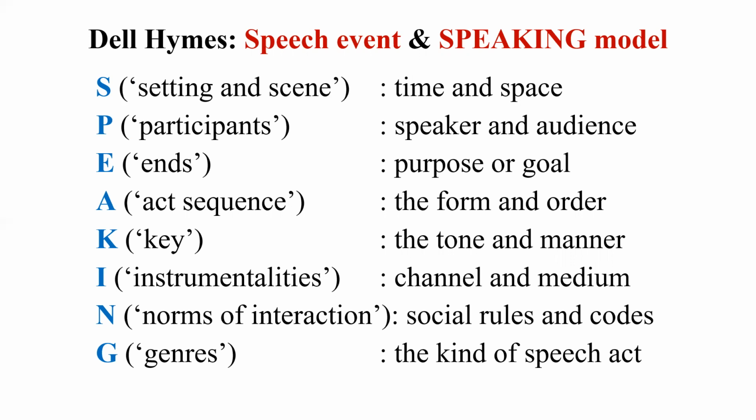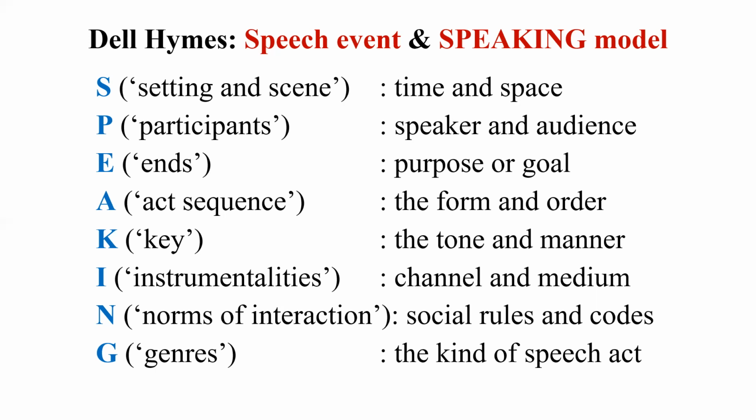Next, A for act sequence. The form and the order. If it's a sermon, it has its own beginning. The priest might begin a sermon with a story from the Bible, then a kind of a sermon, then it finishes or ends with a moral, right? Then K for key, the tone. The priest has to take a tone and the manner so that it invokes fear or invokes that religiosity in the congregation.